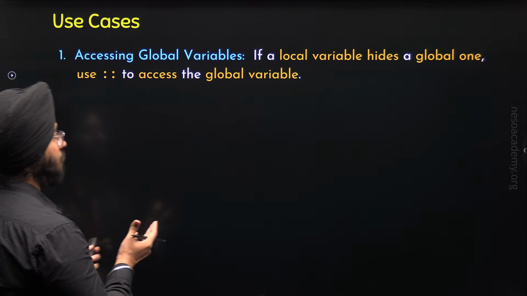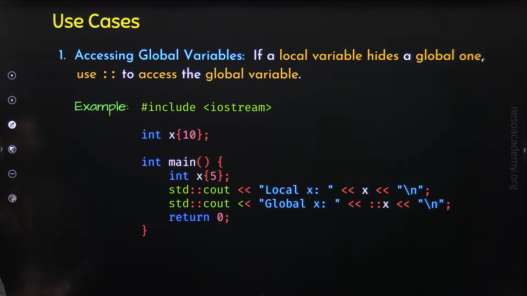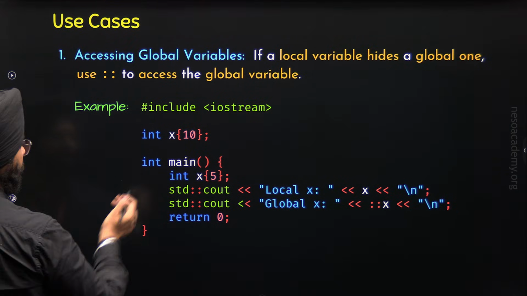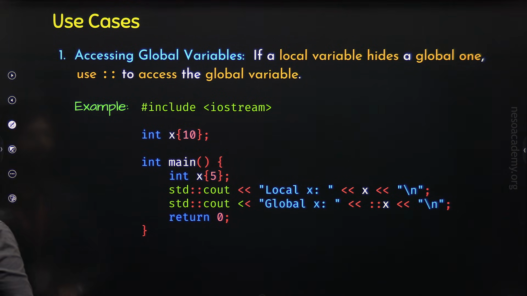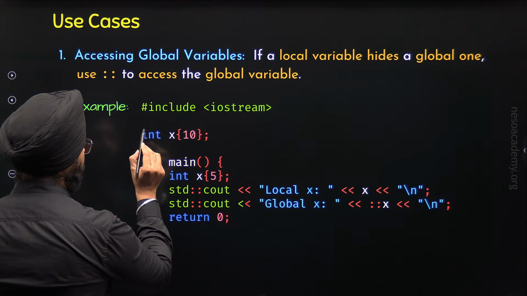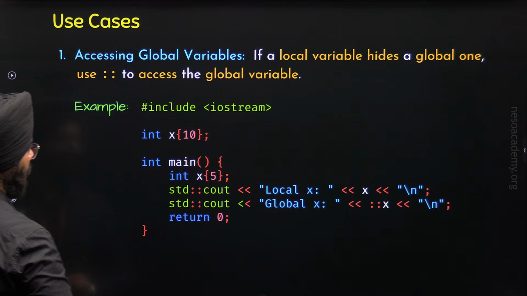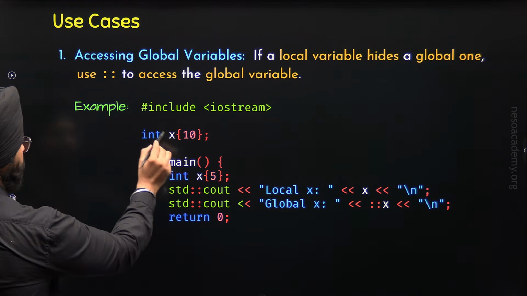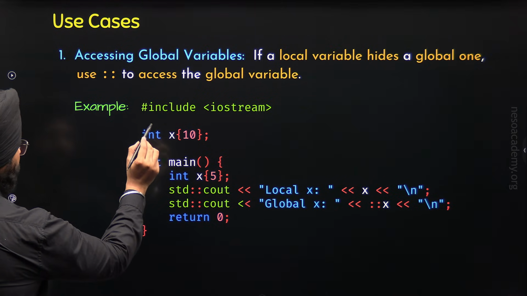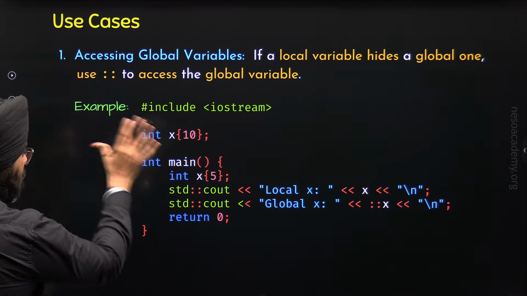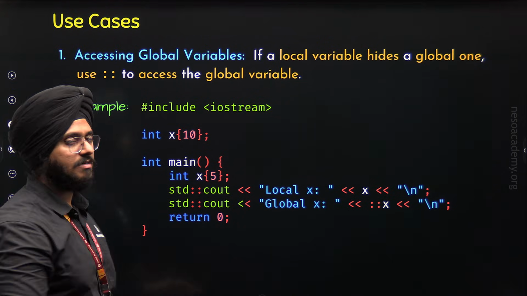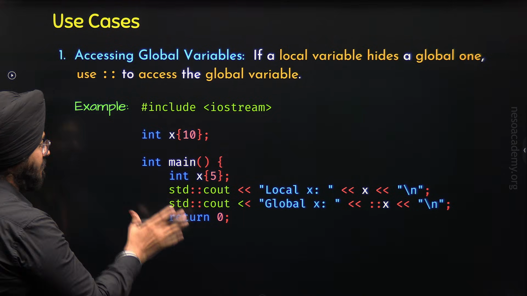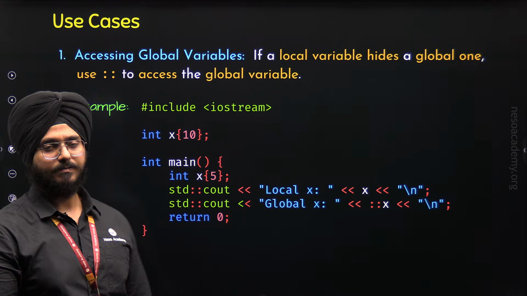Now, this can be better understood with the help of an example. Here, I have included the IOStream header file because I'm using std::cout here. And here, I have defined variable x of type integer with value 10. This is the global variable x because this variable is defined in the program and it is outside of any function or any other entity. This variable is accessible to all the entities we defined in this program.